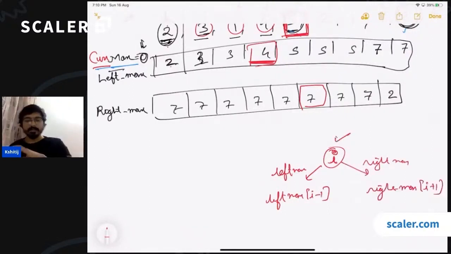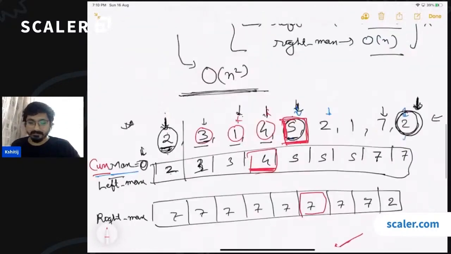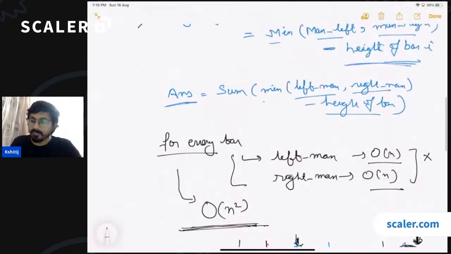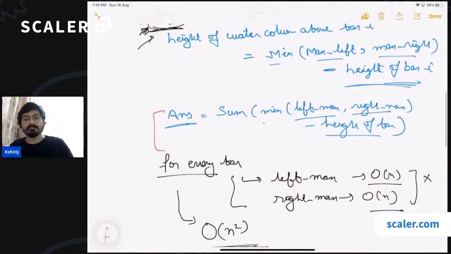Okay, you don't need to run two loops for each and every number. We can just pre-compute the left max and right max for each and every index, and using these values, we can have a different loop and get these values in order 1.